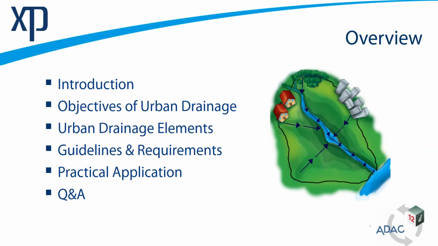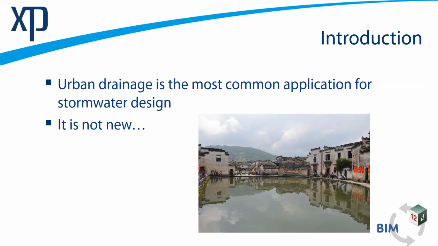So just a quick overview of what we're looking at today. We're really looking at the objectives of urban drainage. Not just drainage, but today, because we're doing this integration with 12D, we're really going to focus on that. We're going to have a quick look at the guidelines and requirements, and then Rob and I are going to do a practical application of how you would actually integrate these two softwares.